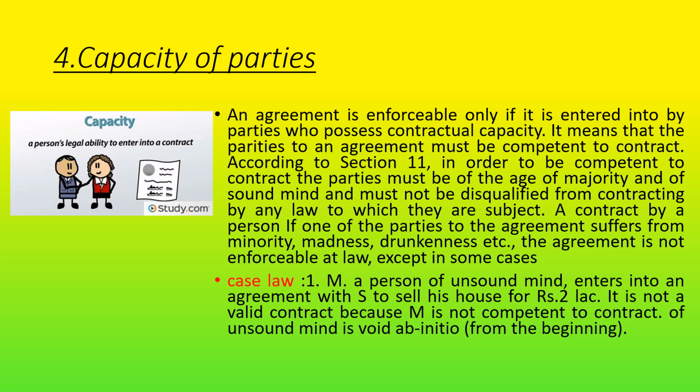A contract is affected if one of the parties to the agreement suffers from minority, madness, drunkenness, etc. The agreement is not enforceable at law except in some cases. In this case law, M is of unsound mind and enters into an agreement with S to sell his house for 2 lakhs. It is not a valid contract because M is a person of unsound mind.